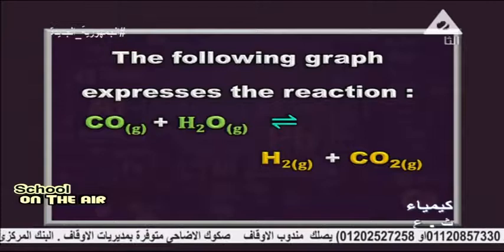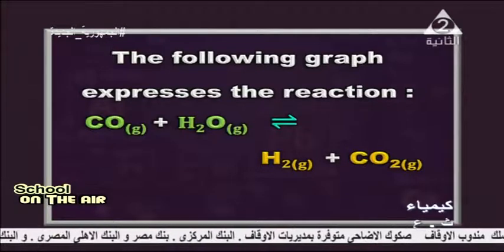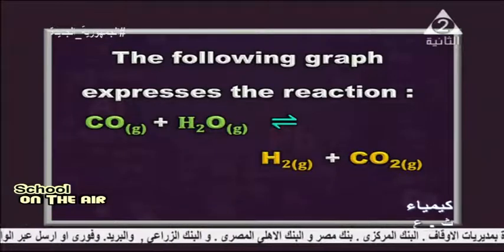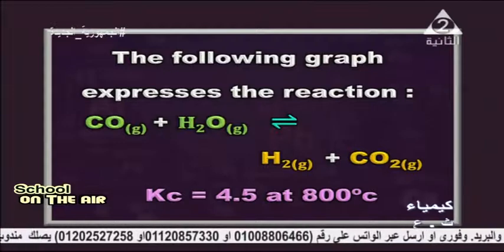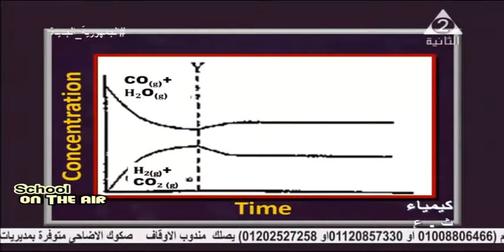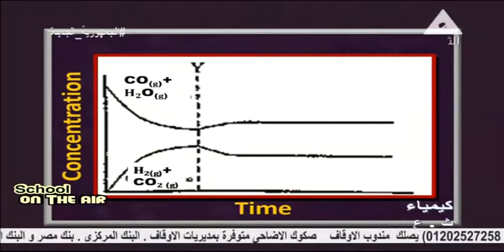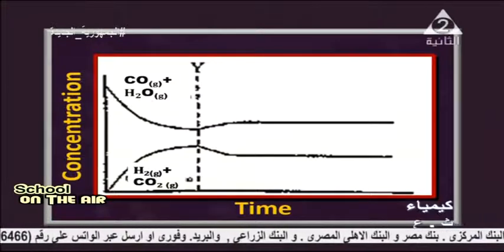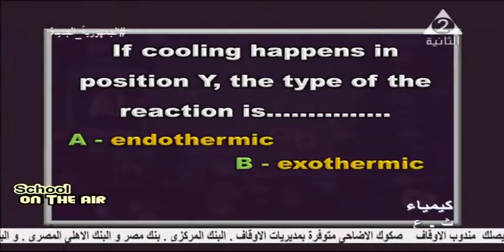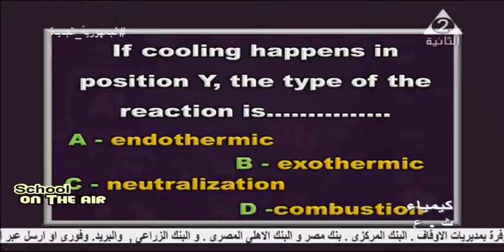Next question. The following graph expresses the reaction CO plus H2O in equilibrium with hydrogen and carbon dioxide gas, and Kc for this reaction is 4.5 at 800 degrees Celsius. This graph represents here the concentration of reactant decrease and the equilibrium, and the concentration of product increase at equilibrium. So if cooling happens in position Y, the type of the reaction is endothermic, exothermic, neutralization, combustion.